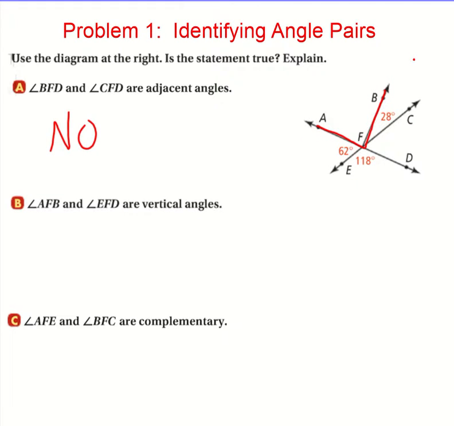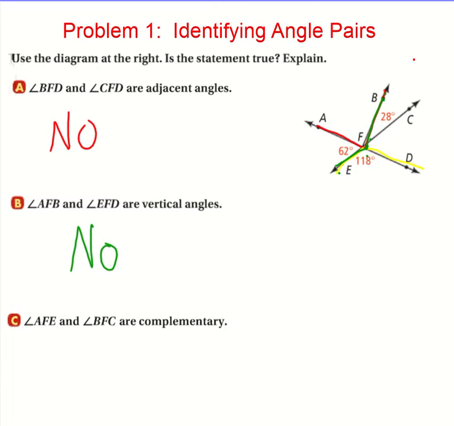Angle EFD is down here. We need to decide if these are vertical angles. Well, remember, vertical angles are made up of opposite rays. And so if we look at these, opposite rays make a straight line. So this ray FB and this ray FE would have to make a straight line, and because they don't, we know that no, these two are not vertical angles.